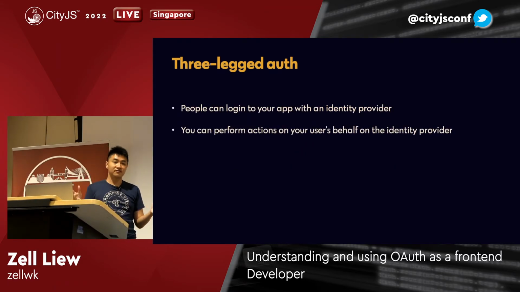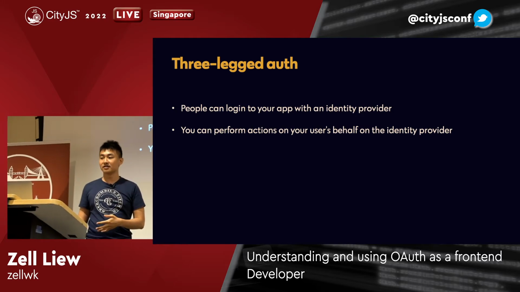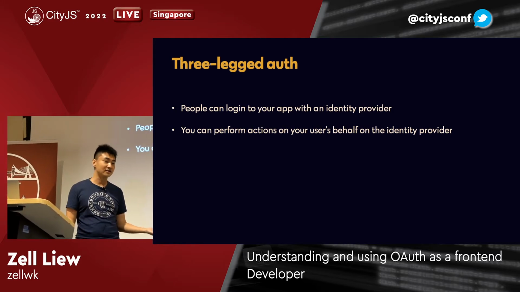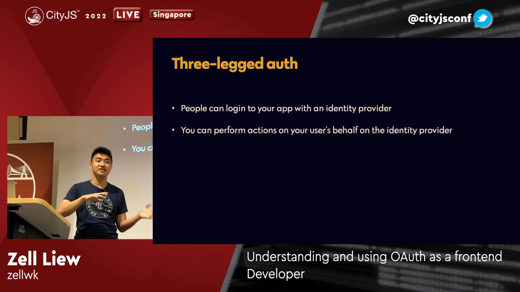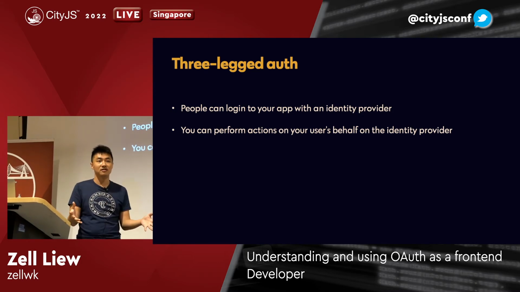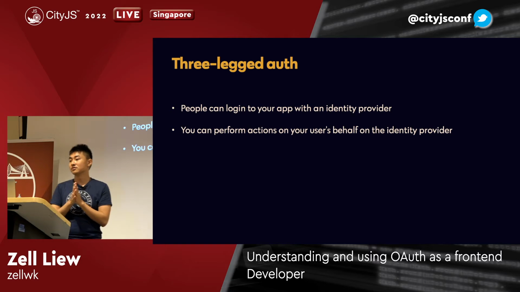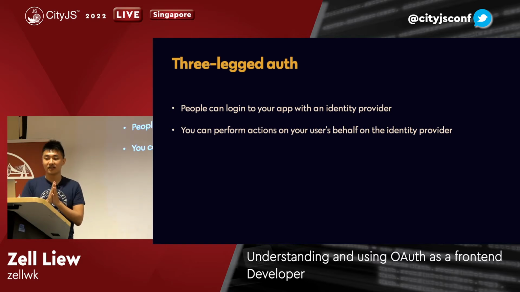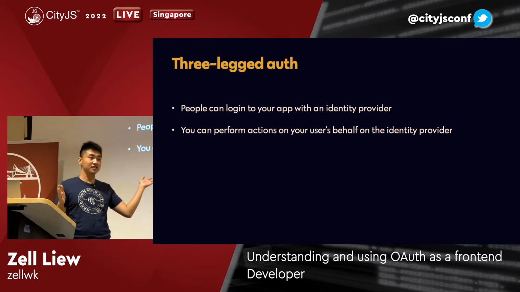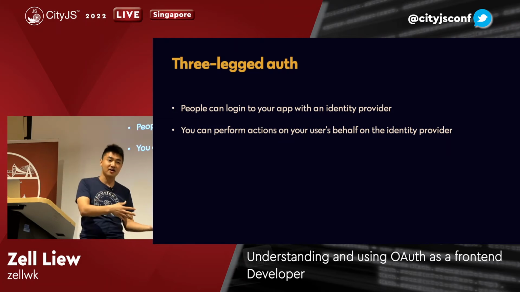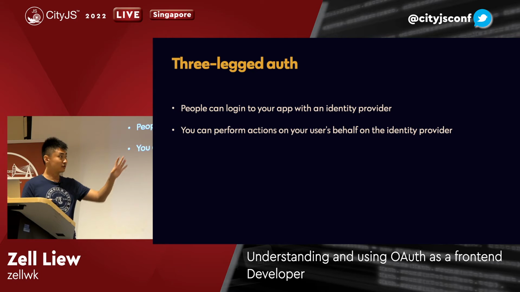Now, three-legged auth allows you, like I said earlier, to log in with an identity provider. Identity provider meaning someone that allows you to hold an identity. Like GitHub, you can log in with GitHub, you can log in with Facebook. Each one of them has an account that says that it is you. And you can perform actions on your server on the user's behalf if you use that kind of API. So those are the two main cases for three-legged auth.